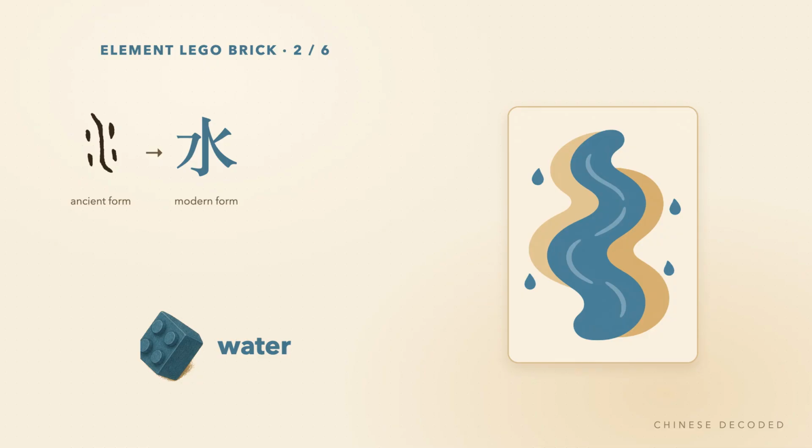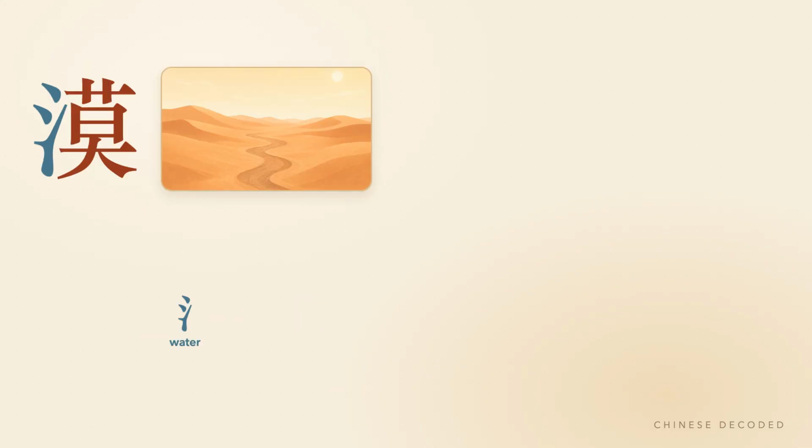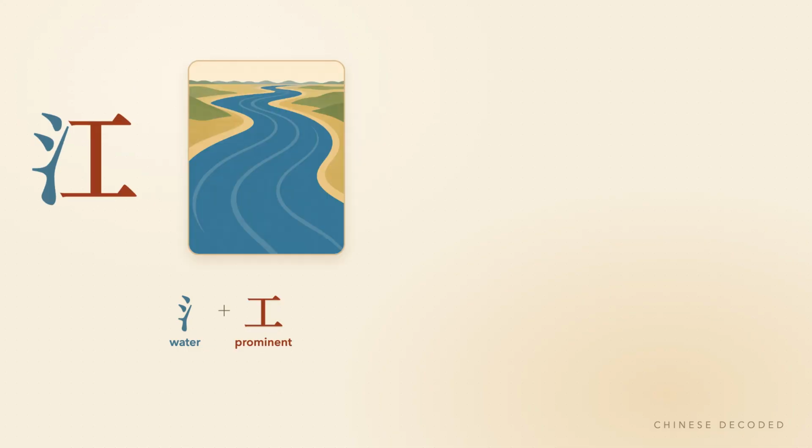A flowing stream with drops at its sides, water. Inside a character, this brick slims down to 3 drops. Triple it, a vast expanse of water. Water plus the concept to cover, water veiled away, a place where the water is hidden, the desert. Water plus prominent, the prominent water.